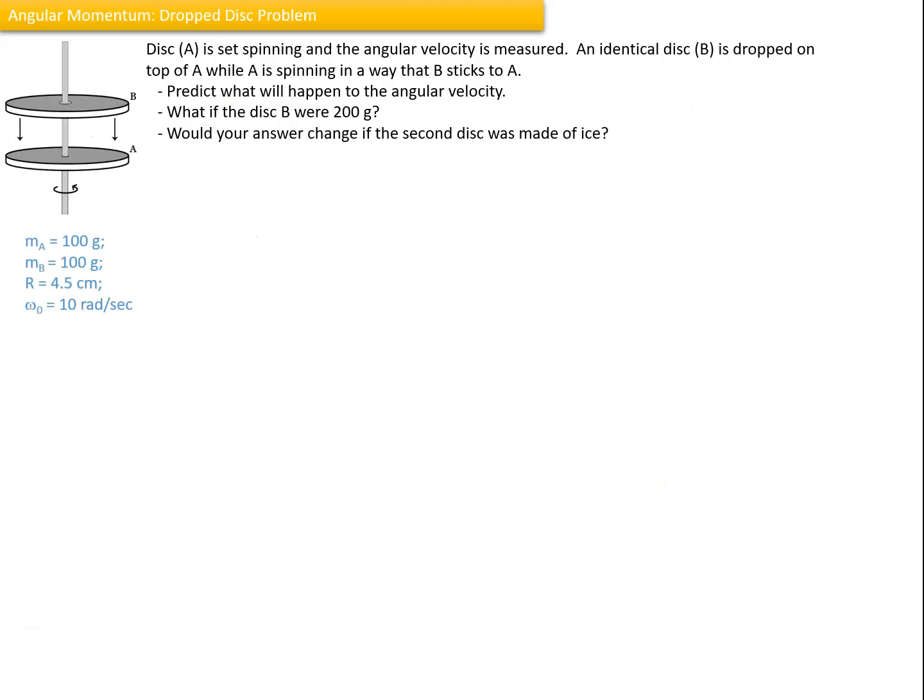So again, we're going to start with our simple conservation equation, which just says that before the interaction, or in this case we have two objects, so we're going to say the angular momentum of object A initially plus the angular momentum of object B initially, I'm going to use 1 for before and 2 for after, equals the angular momentum of object A after the interaction plus the angular momentum of object B after the interaction. So you always start by writing out our conservation equation.